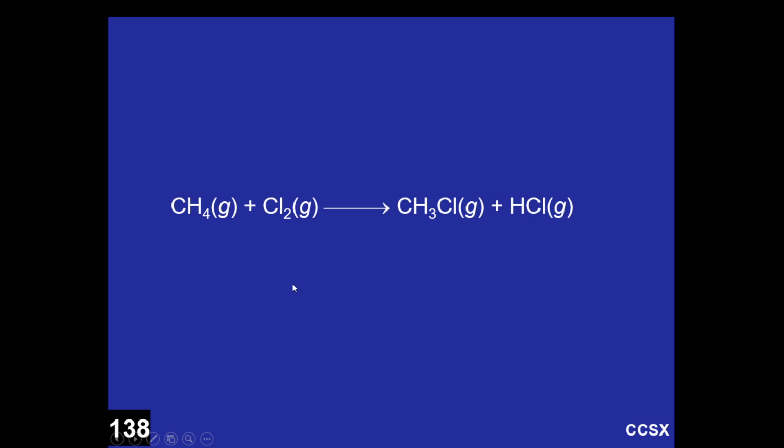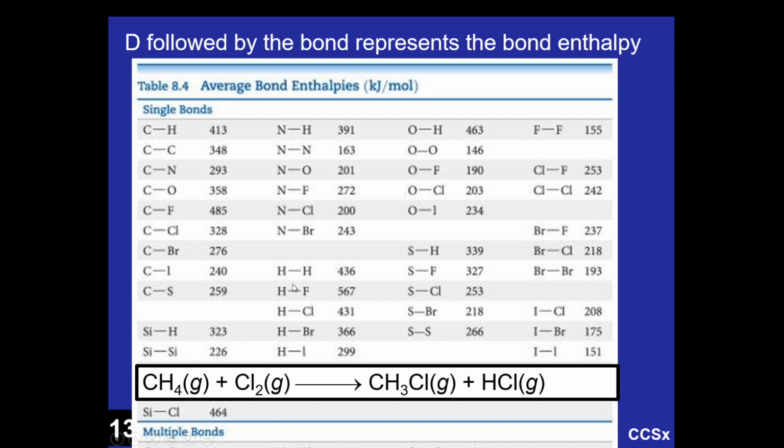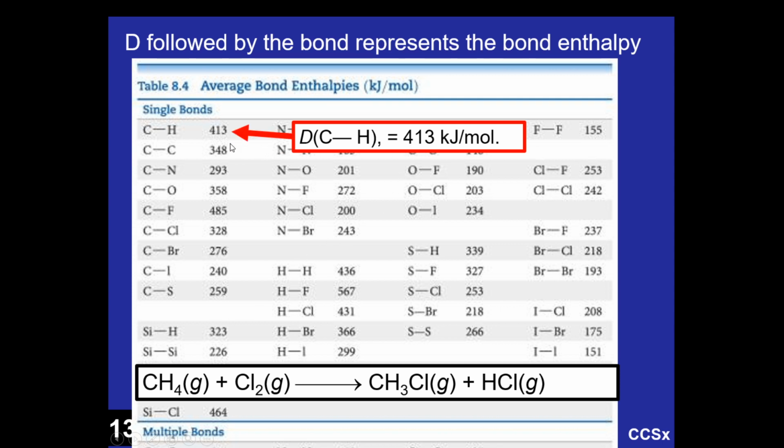So let's take a look at this in terms of bond energies. So you've got your first bond here that's broken. All the hydrogens are bonded to the carbon, but one of those bonds gets broken, and that requires 413 kilojoules of energy per mole.